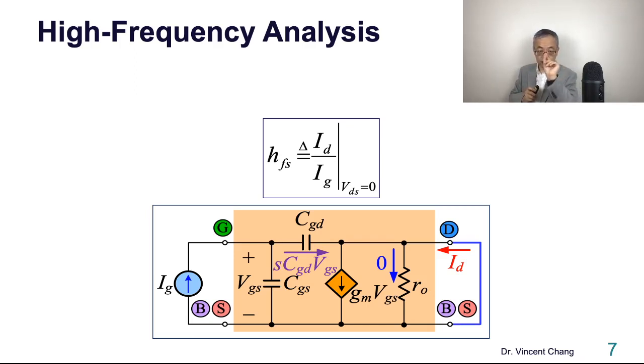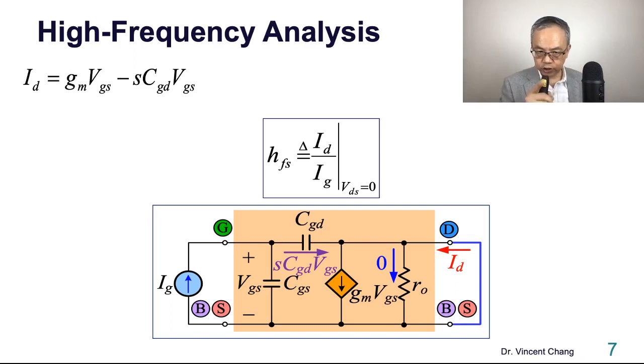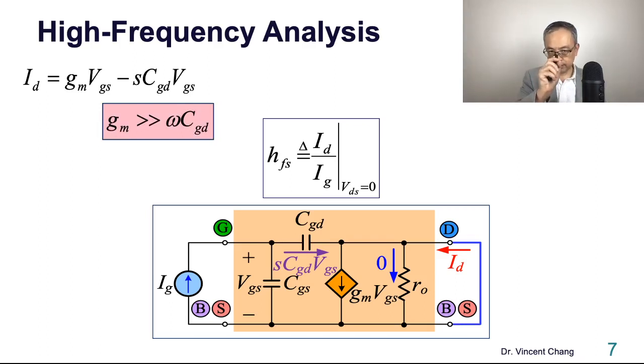Then we apply the Kirchhoff current law, the node equation at the drain. What would you have? The sum of the two currents equals GM VGS. So then ID will equal GM VGS minus S CGD VGS, based on the Kirchhoff current law. Now, let's make an assumption. Suppose the transconductance is much greater than omega CGD.